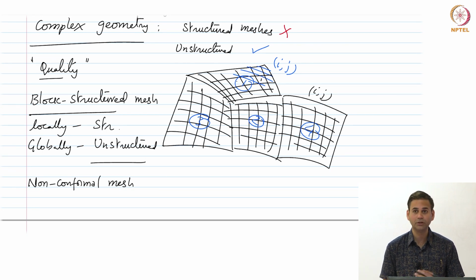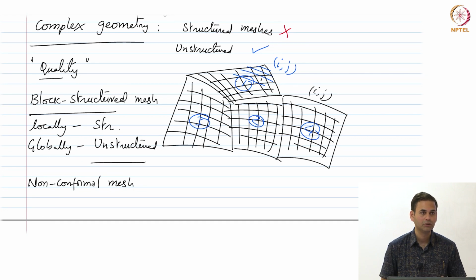Yeah, they could be the same locally and globally, or they could be different. Okay, but in this particular case, I have drawn it all the same. Okay, but the idea here is that there is no single index with which you can traverse the entire mesh. You still have to treat them as blocks and then go about it. Okay.